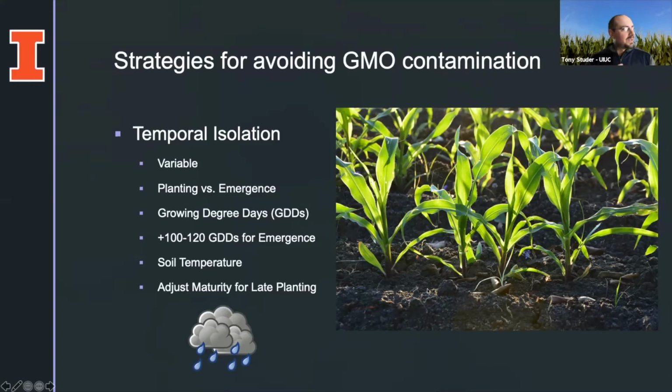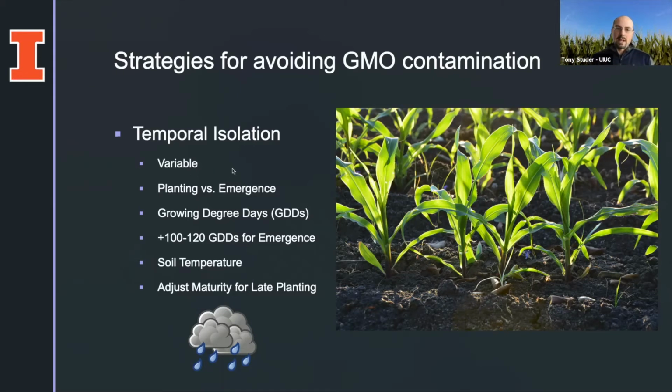I've lived in Illinois for 6 years now, and just in the time that I've been here, it's really hard to say what a normal year is. I've witnessed the hottest summer, the wettest spring, the latest planting date for corn. And so you get this wide range of environmental effects that impact your timing of planting and also the growth of your crop.